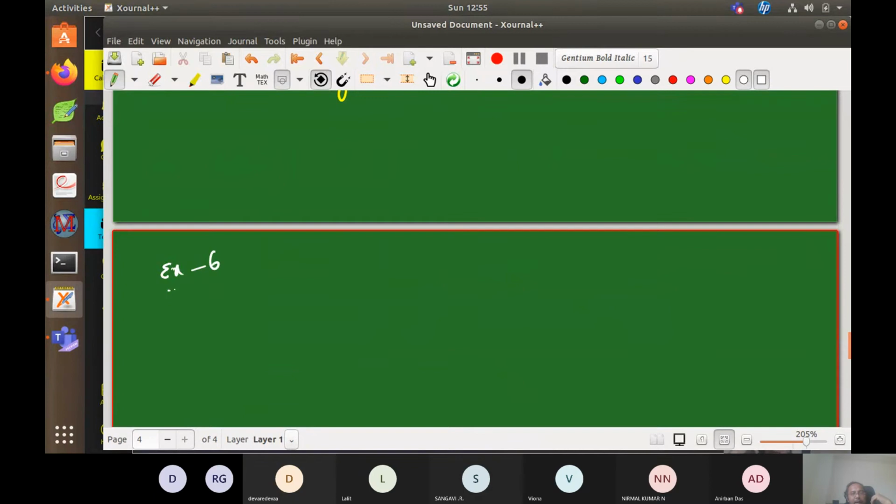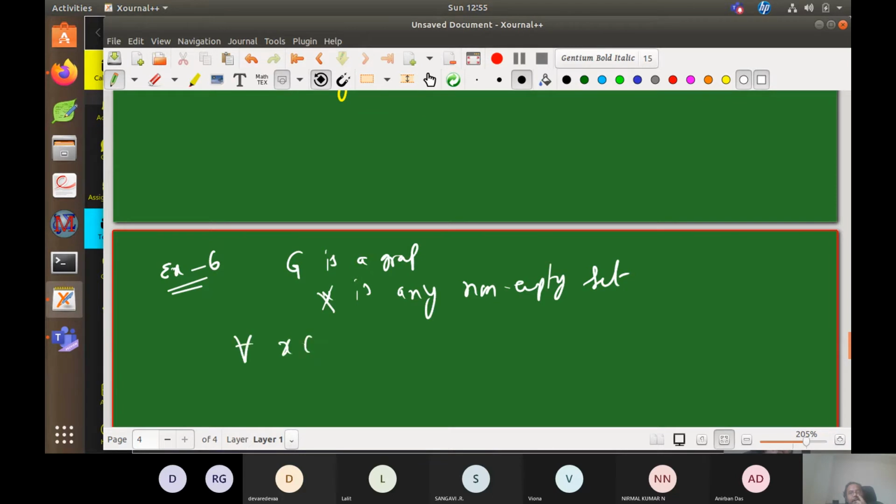That's why I'm writing in another color also. So G is any group. X is any non-empty set. So for every x belonging to X, g belonging to G, what is the action you are defining? (g, x) goes to? X. X only. So can all of you check?